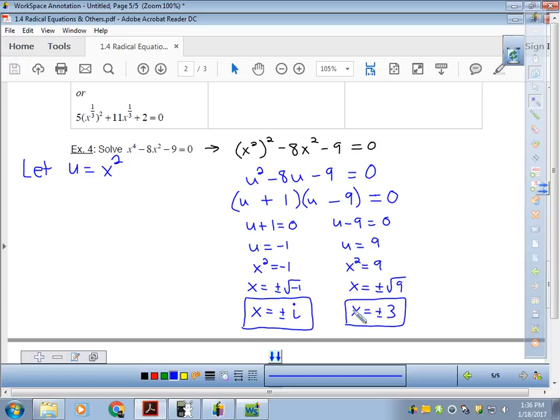Okay. So we did our substitution, solved that equation with the substitution, and then substituted back in. Took our u, plugged it back in, and solved. Now you can check these answers, but you don't necessarily have to. It's not like the radical ones where you had to check and see if your answers work. Here, these answers all will work because this was not a radical function. It was just a fourth power function.